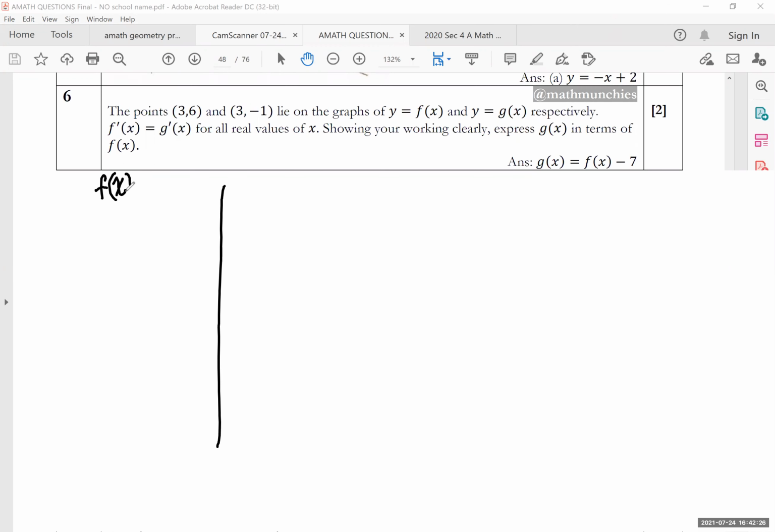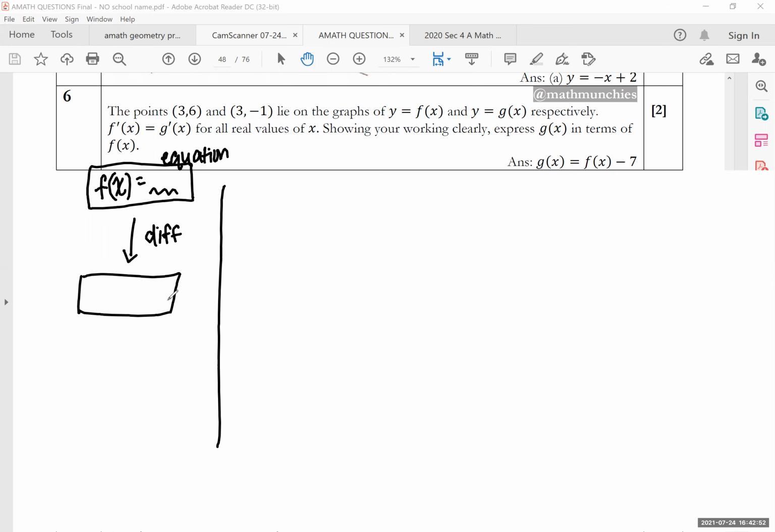So f(x) is always the what? f(x) equal to blah blah blah. This is called the equation. So what do we do with the equation? Sub values and draw your line. No, what topic are we in? Differentiation. You differentiate to get the gradient. You differentiate, and then what will you get? f'(x) equal to blah blah blah. And this is called the gradient.